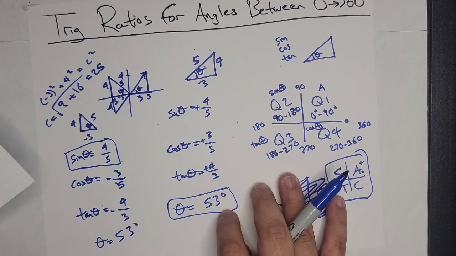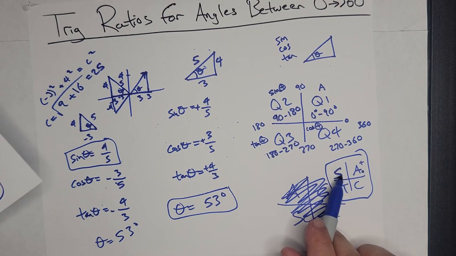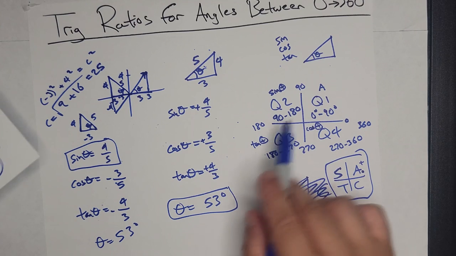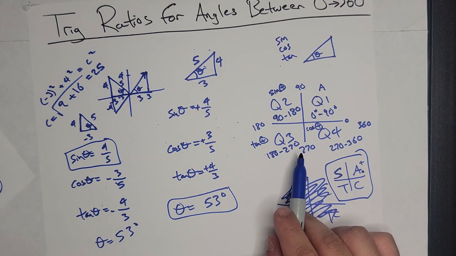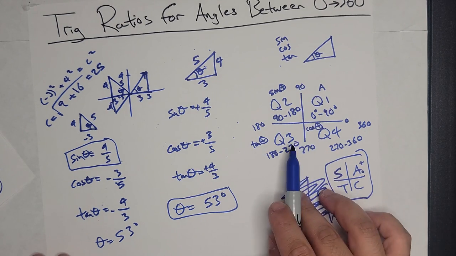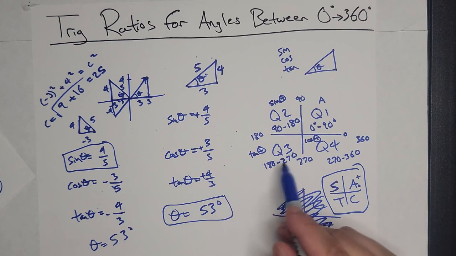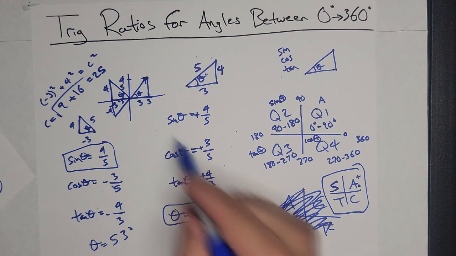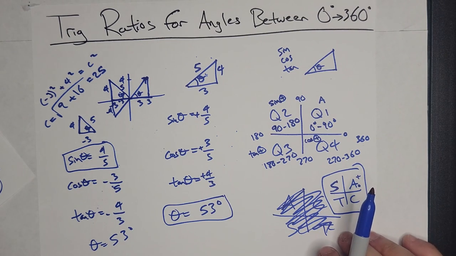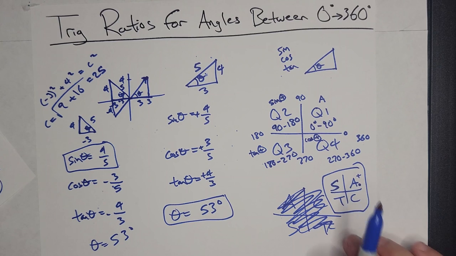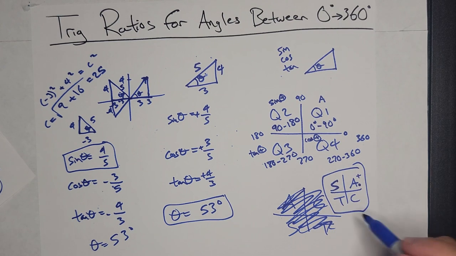the CAST system here, because this is going to be very important to understand, and to understand why certain things are positive or negative in each quadrant because of how the ratios apply. So that's all for this video. It's just an intro to the CAST system. And I shall see you in the next one.